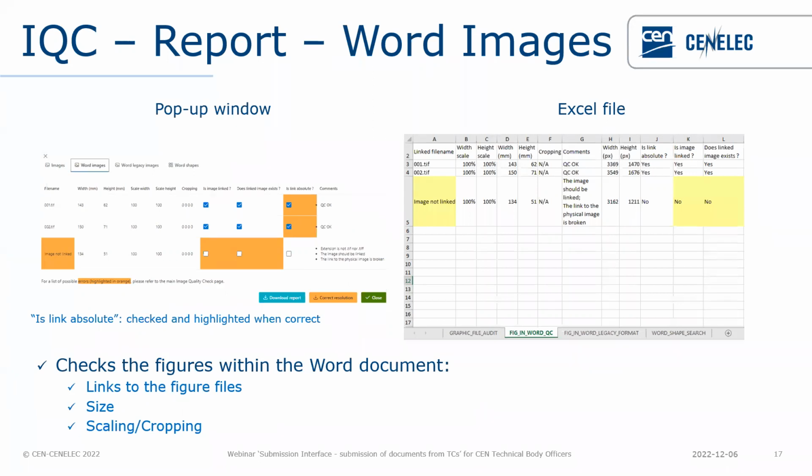Everything that is highlighted in yellow or orange is stating an error that needs correction. However, the only exception is, as you can see on the left-hand side, the "is link absolute" column. This one will be highlighted and the box will be ticked in case it's linked correctly. I'm sorry.